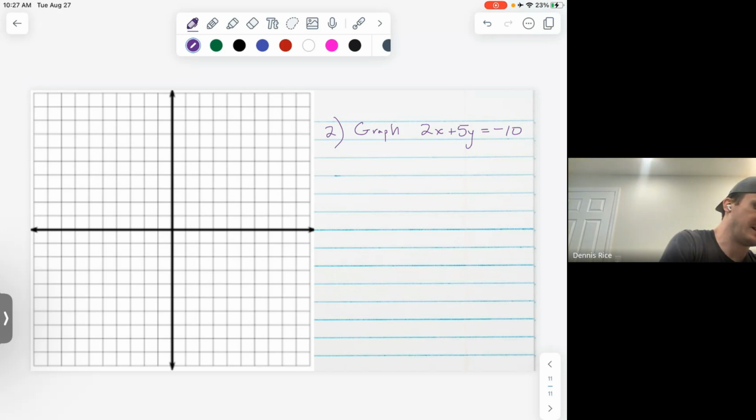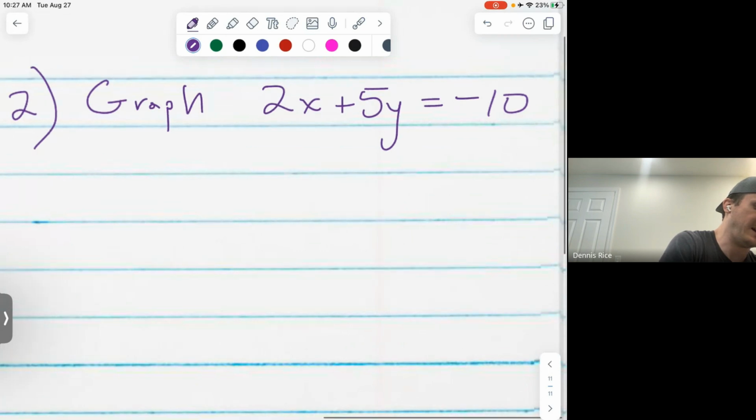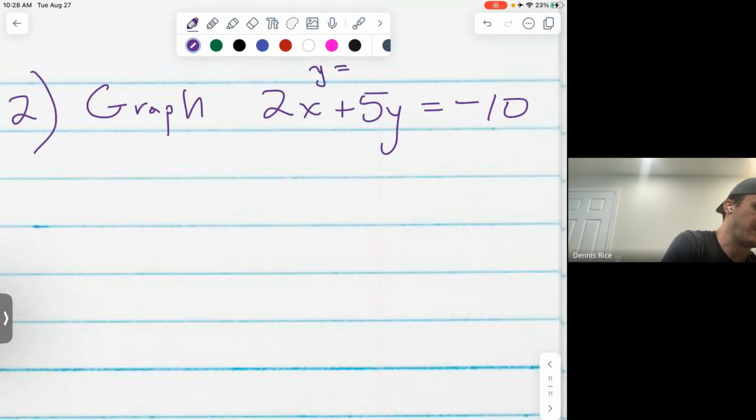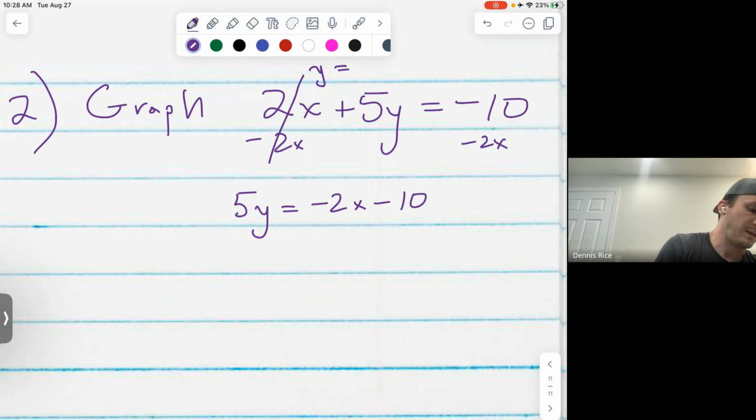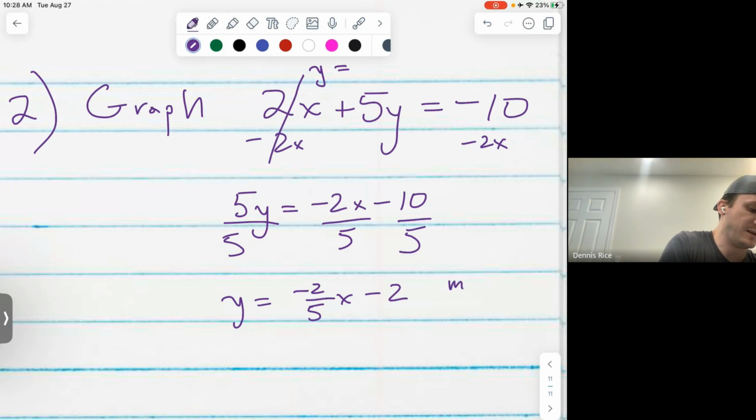Okay, how to graph this? First thing I'm going to do, I have to get it in y equals form. So I'm going to move the 2x over. Okay, 2x minus 2x zeros out. I get 5y equals negative 2x minus 10. And now I'm going to divide both sides by 5. I get y equals negative 2/5 x. Negative 10 divided by 5 is minus 2. So I say my slope, my m value, is negative 2/5, and my y-intercept is negative 2.